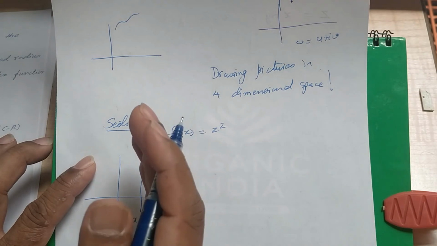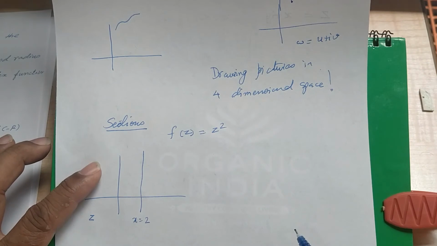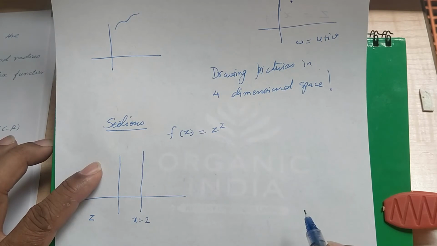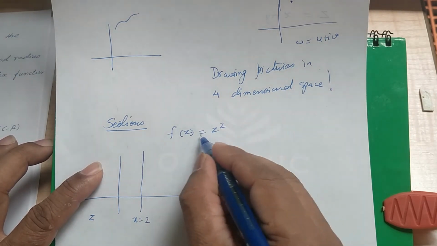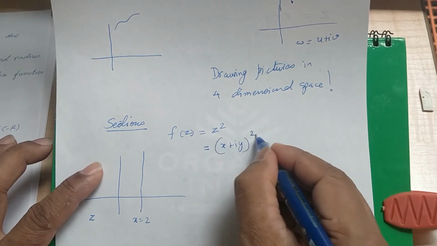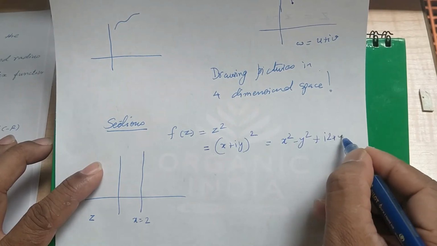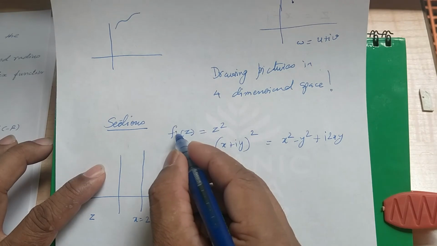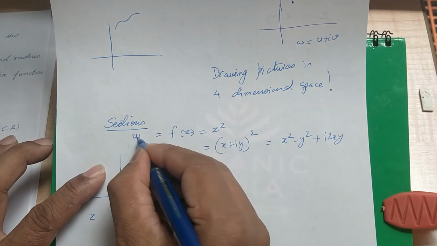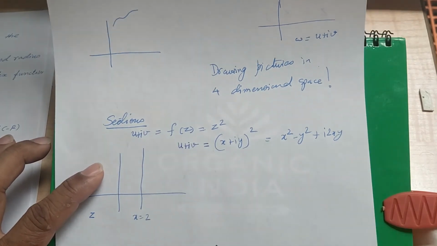So how does the line look after the function has acted on this subset of the domain? Okay, so let's see that. Since f(z) = z², which is the same as (x + iy)², which is the same as x² − y² + i·2xy, let us call this u + iv. So u + iv is equal to this.